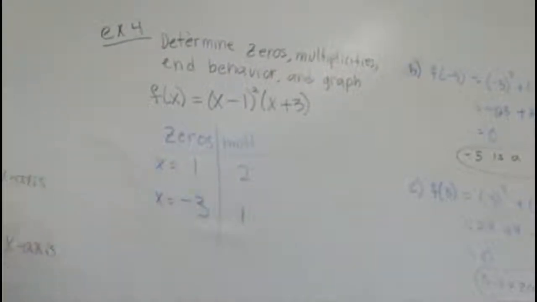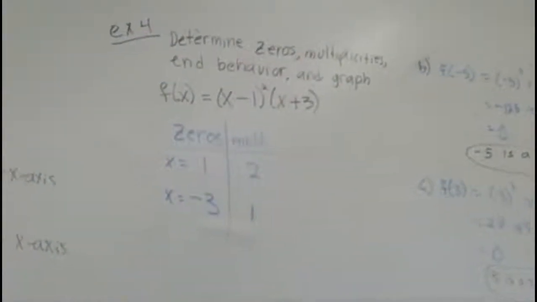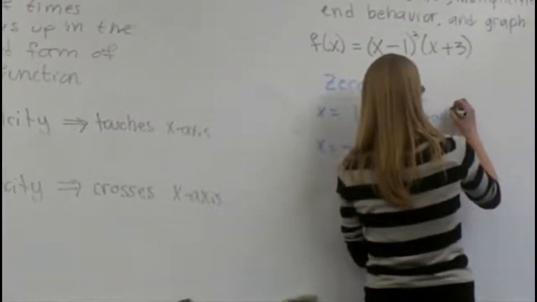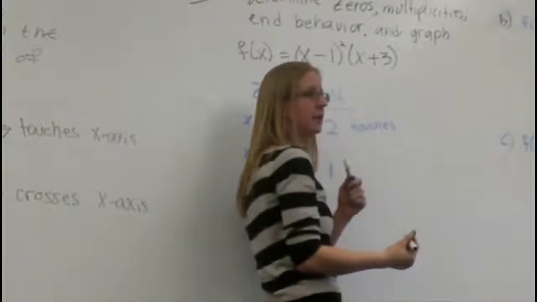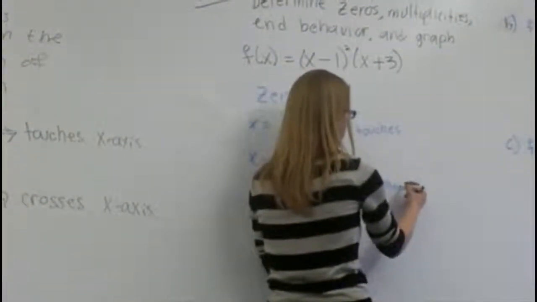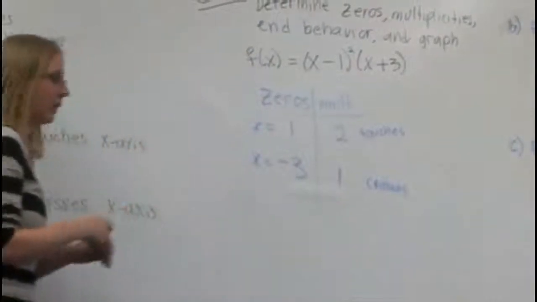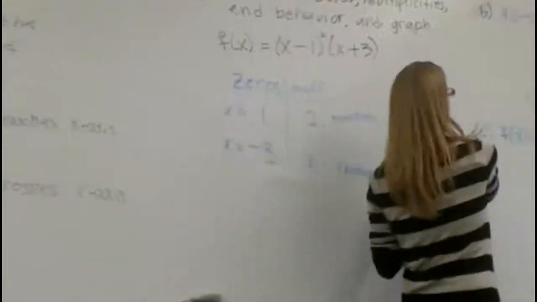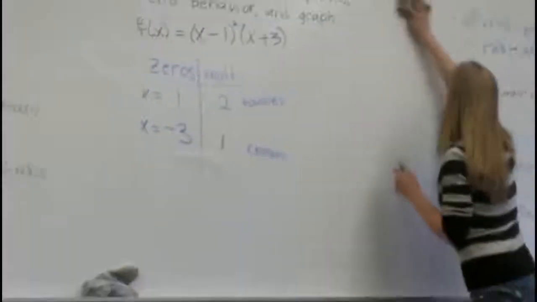And then you go back to these 2 bullet points to identify what that really means. If I got an even multiplicity, it means it touches the x-axis. So I'm just going to write here touches so I don't forget. Because even was touches. Odd was crosses the x-axis. And let me show you graphically what that means, because I think graphically is going to be the best explanation for what that means.